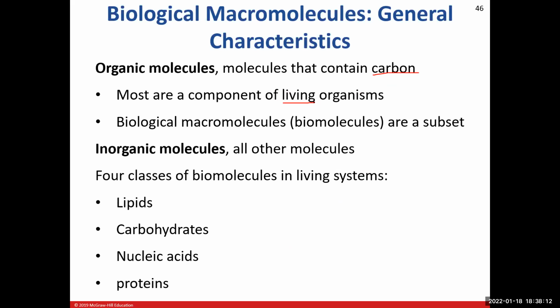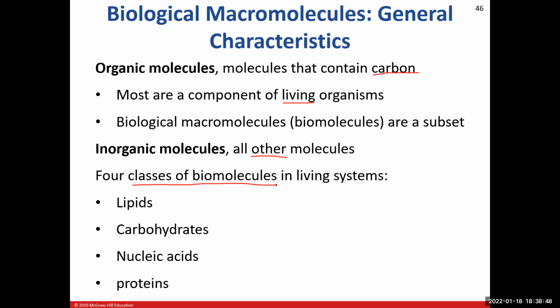So when we get into these macromolecules or these biomolecules, we're going to learn about all these different things. Now, inorganic molecules, real easy, are all the other molecules. If you don't have carbon in your molecular formula, you're going to fall in the inorganic molecule category. So when we talk about the four classes of these organic molecules or biomolecules, we're going to talk about lipids, which are fat, carbohydrates, nucleic acids, and proteins.